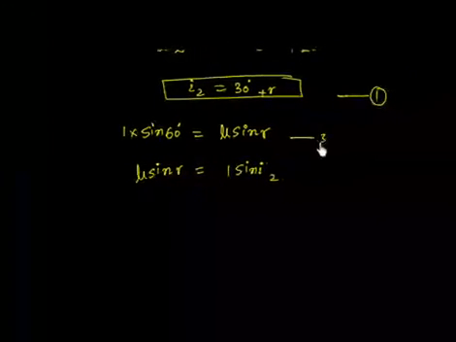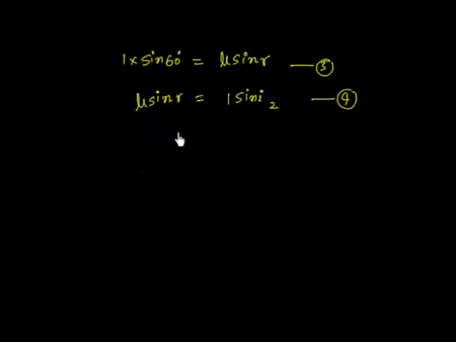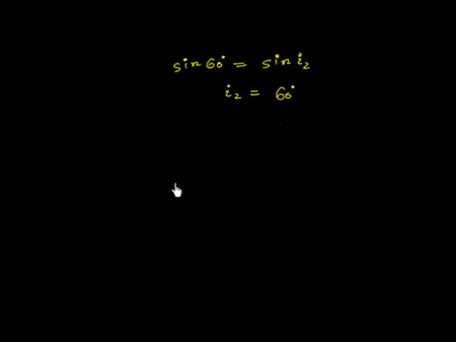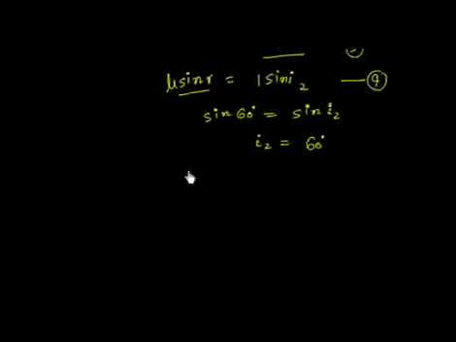Now if I compare equation 3 and equation 4, I can easily say from 3, 4, sine 60 is equal to sine I2, because this is same. So this means I2 is basically equal to 60 degree. Now if I know I2 is equal to 60 degree, I can calculate what is the value of r. So if I plug the value of I2 equal to 60 degree, then I will get mu into sine r.